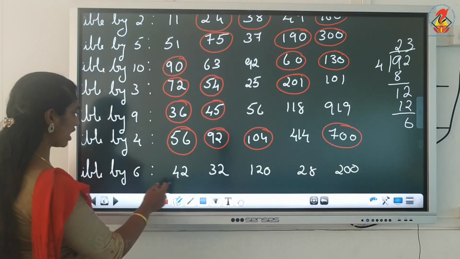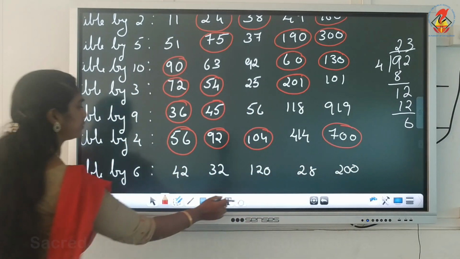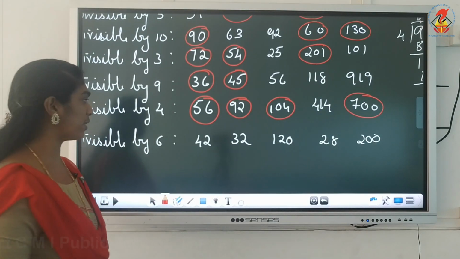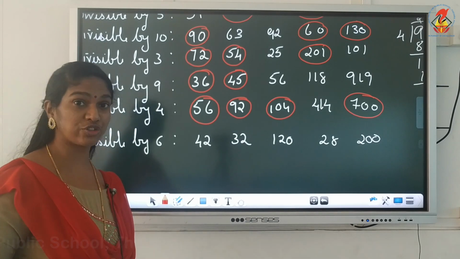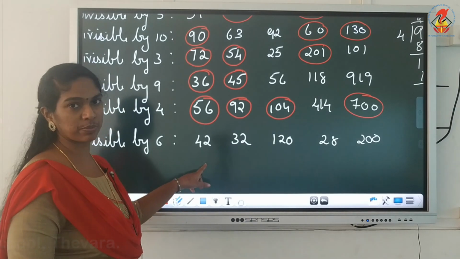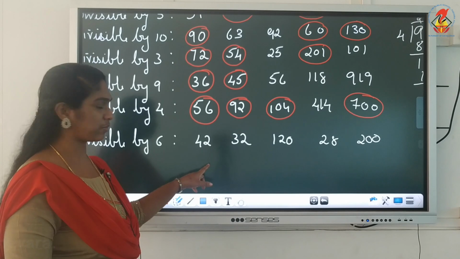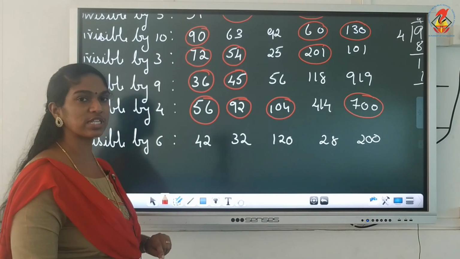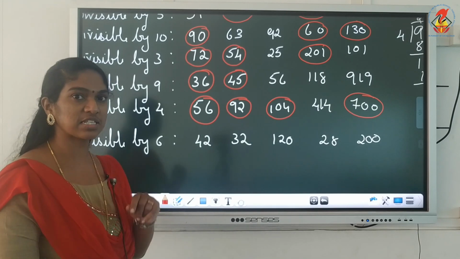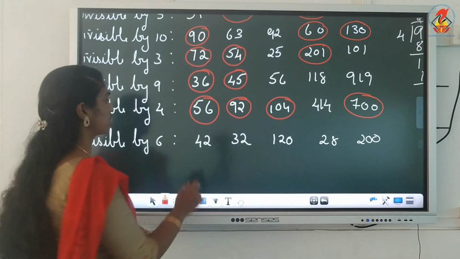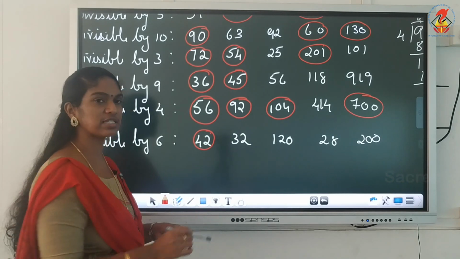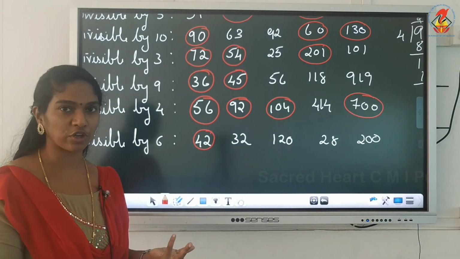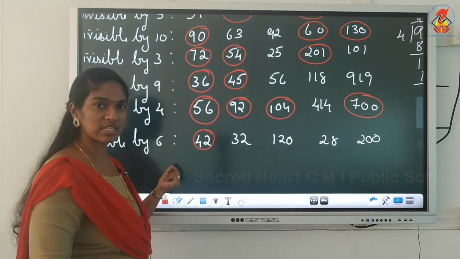Okay. Now the last one, divisible by 6. How do you check a number is divisible by 6? It should be divisible by 2. It should be divisible by 3. 42 is divisible by 2, right? Because it is an even number. Now check for 3. For 3, what you have to do? You have to add the digits. 4 plus 2 is 6. 6 is there in 3's table? Yes. So I can say 42 is divisible by 6. And we know 42 is there in 6's table, right? 6 7s are 42.